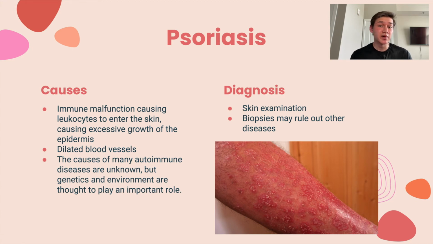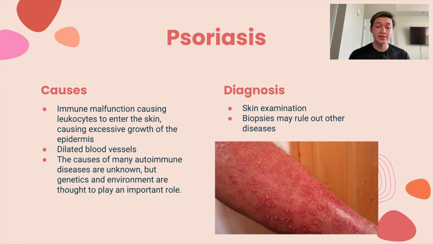So the causes of many autoimmune diseases, just like psoriasis, are unknown. However, genetics and environment are thought to play an important role. Many genes have been identified that play a role in psoriasis, but there's no genetic test to determine susceptibility yet. Some of the environmental factors that play a role can include infections, drinking alcohol and smoking tobacco, and certain medications.